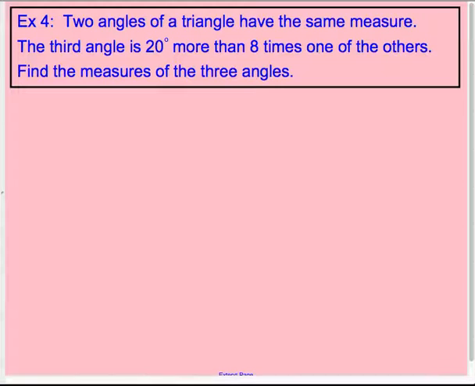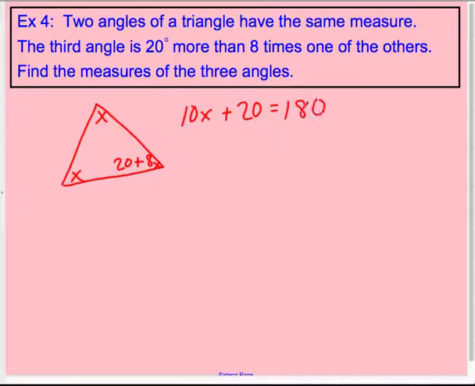All right, next question. We have two angles that again have the same measure. So this is similar to the last one, so I'm going to set up my triangle here. Two angles that both measure x. The third angle is 20 more than, means add, 8 times one of the other angles, so 8x. So again, combining my like terms, I've got a total of 10x plus 20 equals 180. Subtracting 20 from both sides and dividing by 10, we get the measure of two of our angles is 16 degrees. Our third angle is 148 degrees.